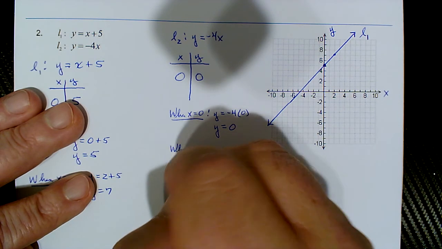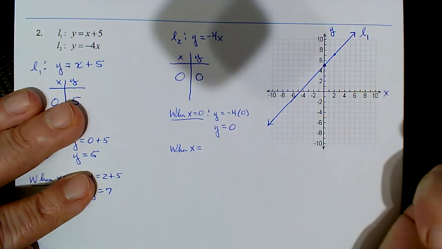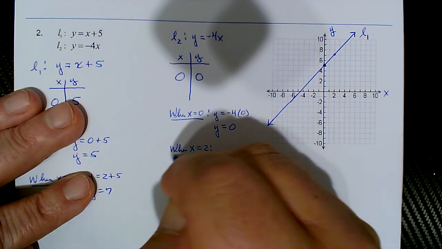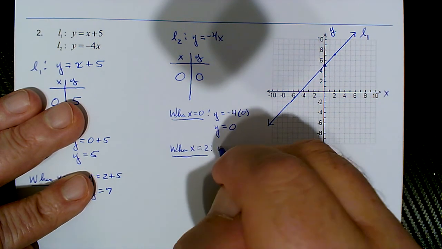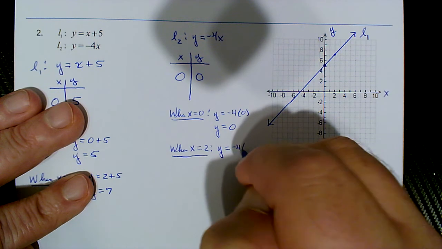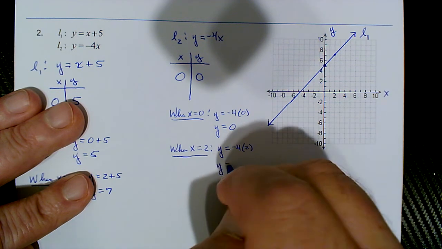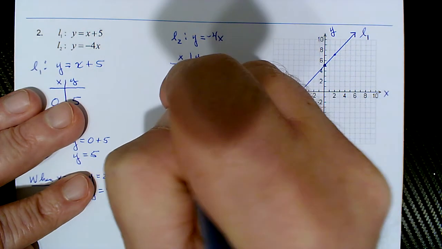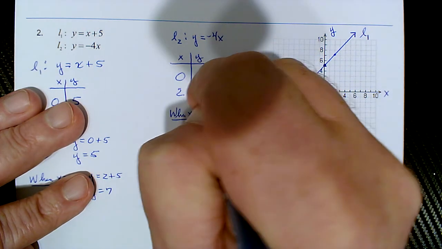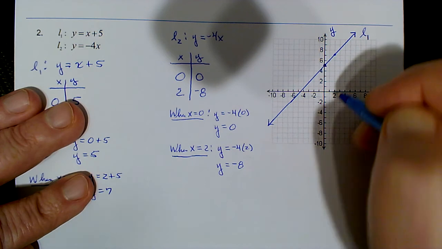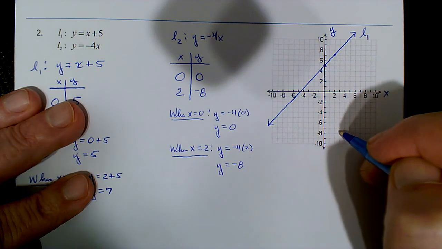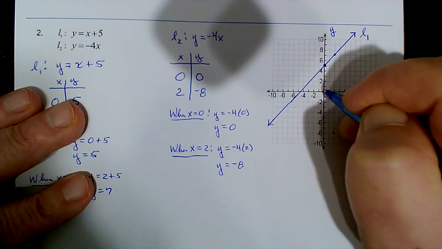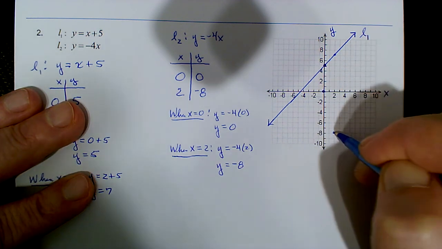And then pick another value of x. Doesn't matter what you pick. Let's do 2 again. So when x is 2, y is negative 4 times 2, or y is negative 8. So 2 and negative 8. So 2 and down 8 right here. And the origin is 0, 0.